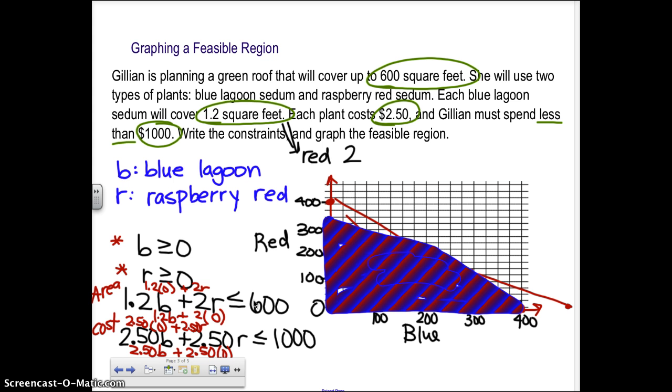We have a quadrilateral with 4 corners. We have a corner at 0, 0. We have a corner at 0, 300. That means we use 300 of those red raspberry things. We have a corner at 400, 0, where we use 400 of the blue lagoons.